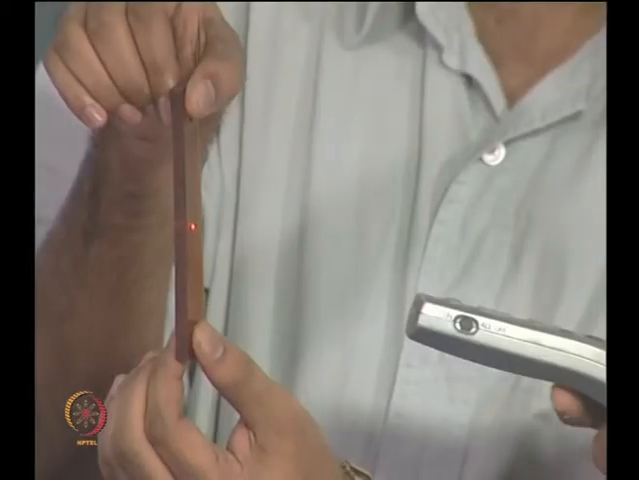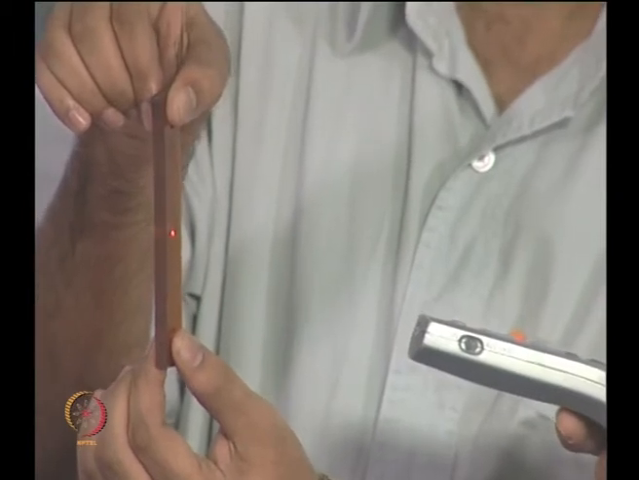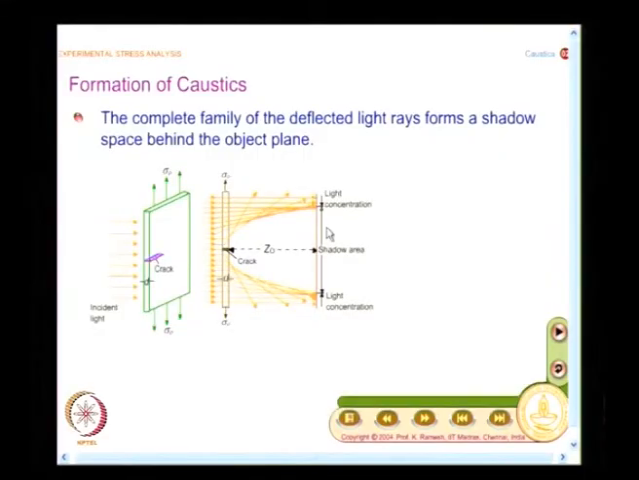Because I am just doing it with my hand, I am not able to show you the shadow completely, but this is what happens. You are able to see that the rays are not going straight, but that they get deflected. If you look at the sketch again, you have this stress concentration and the rays get deflected, and if you actually perform the experiment, you will get the shadow like this.